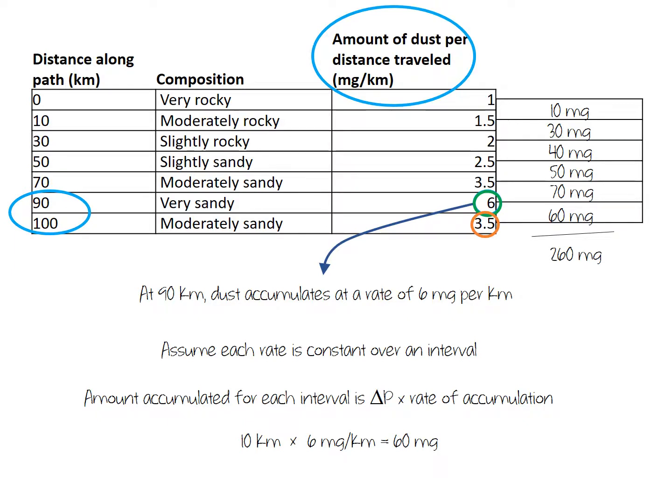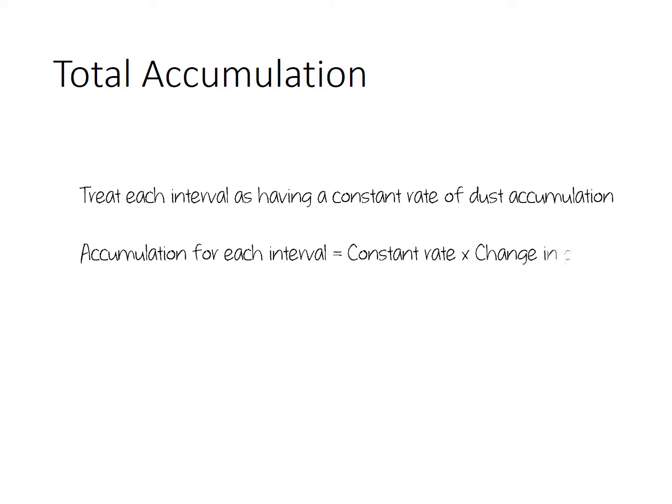Now, to summarize our general method, to make an estimation of the total amount that has been accumulated, we treat each interval as having a constant rate of dust accumulation. In the example, we always used the rate at the beginning of each interval, but we could also have used the rate at the end of each interval. Then, we find the amount of accumulation over the interval by multiplying the constant rate of change times the change in position. Then, to get the total amount of accumulated dust, we add up the amounts from each interval.